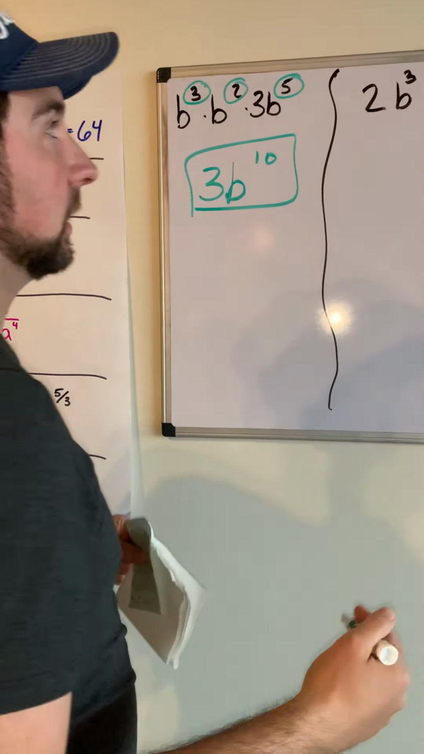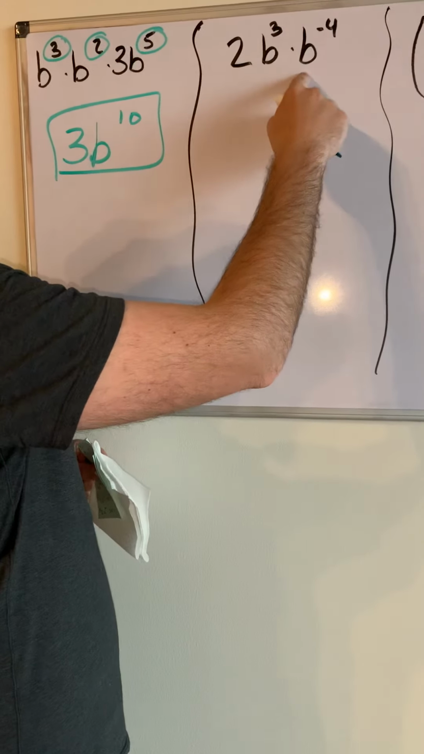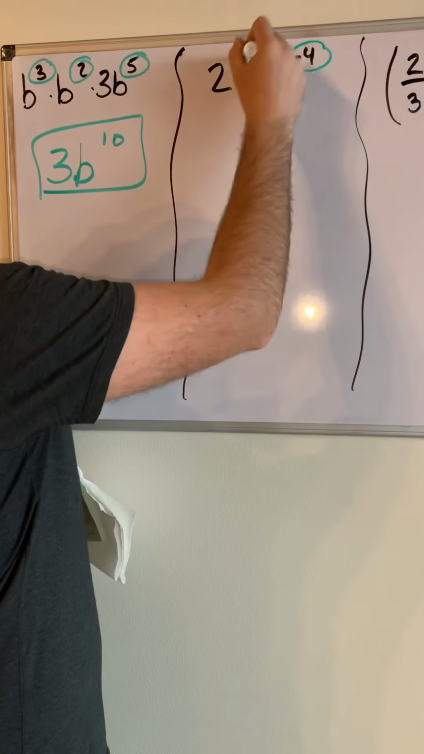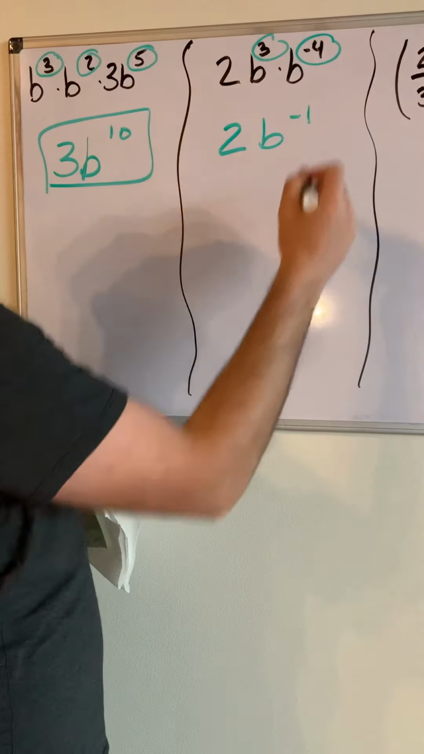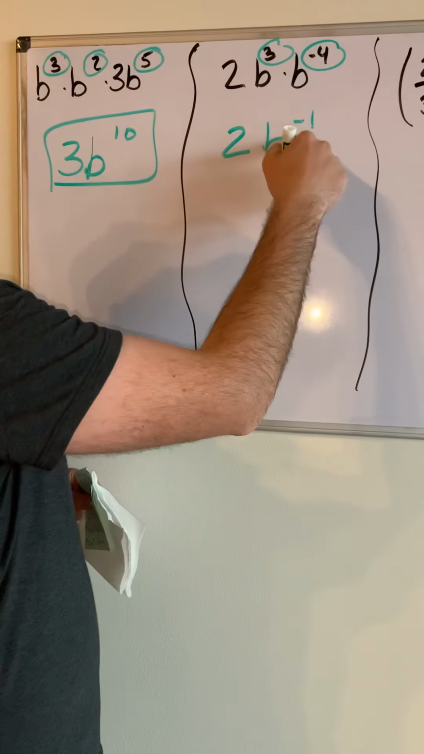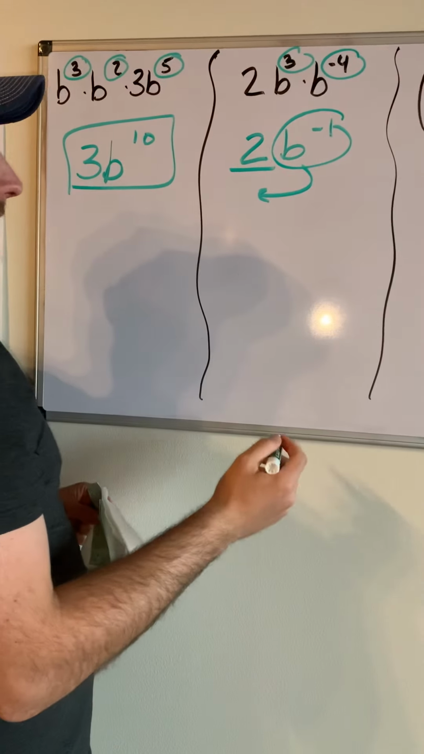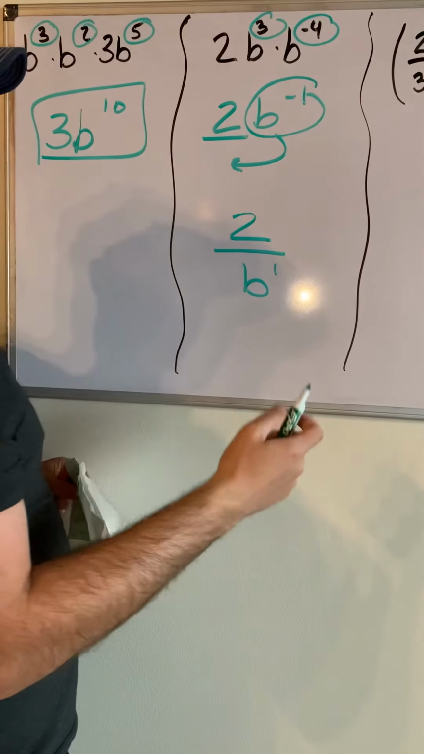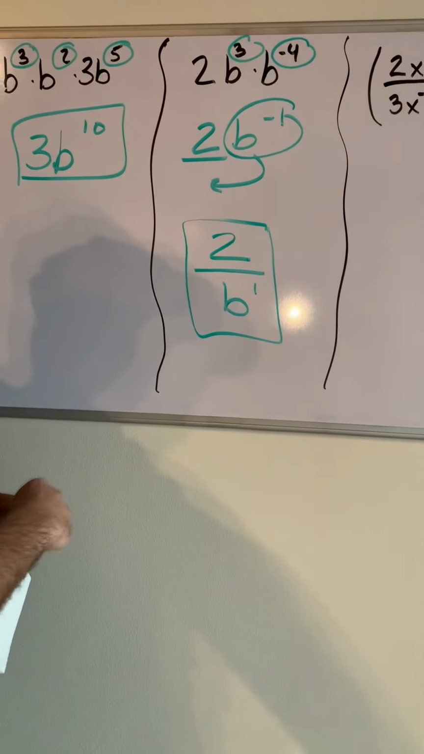All right, the next, 2b cubed times b to the negative 4. Well, I'm multiplying, so I'm going to add these. 3 plus negative 4 would be 2b to the negative 1. I can't have negative exponents here, and a negative exponent tells me that it goes below a fraction bar. So this would become 2 over b to the first. If you want to include the 1, you can. You don't have to.